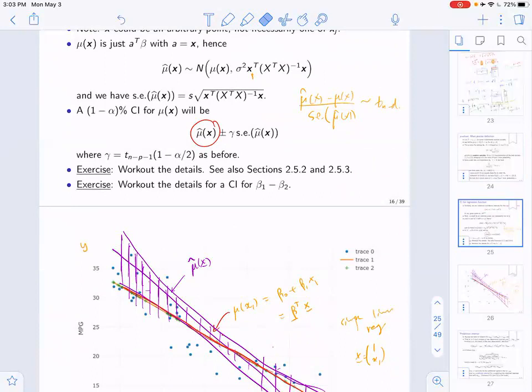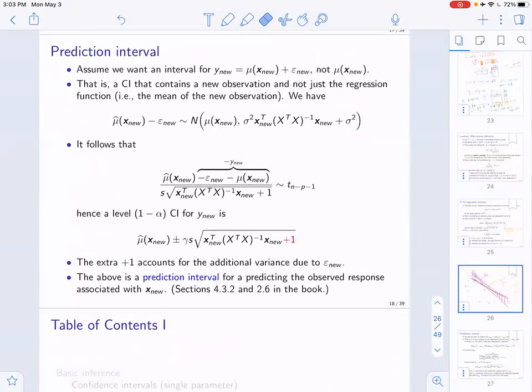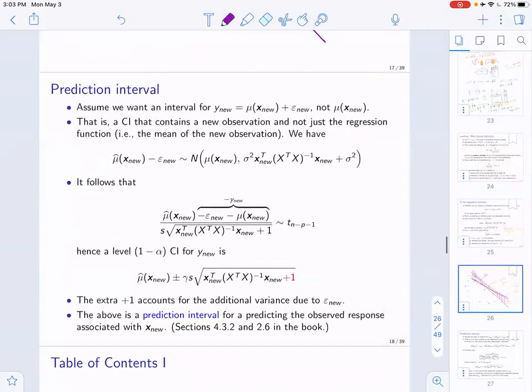So the prediction part, the new epsilon. What about the new epsilon? Is this also a normal distribution? Yes, this is still from our model, so this is going to be normally distributed.